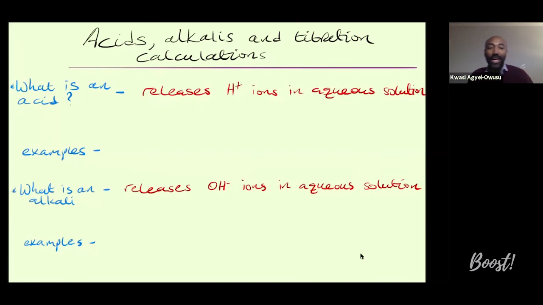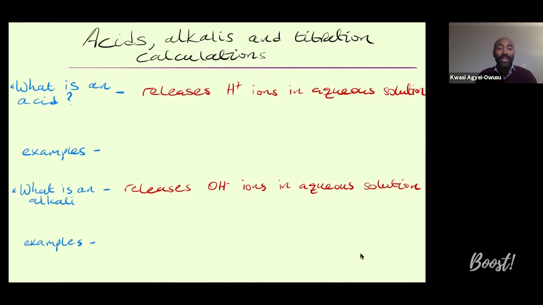Okay, so we're all set, and of course there's no better place to start than defining what acids and what alkalis are. And the OCR syllabus looks at acids in terms of their ability to release H+ ions or protons in aqueous solution. So any substance that releases H+ ions in aqueous solution is classed as an acid. You can also think of acids in terms of the Bronsted-Lowry definition, which your syllabus doesn't mention at AS, which is that it's a substance that donates a proton.